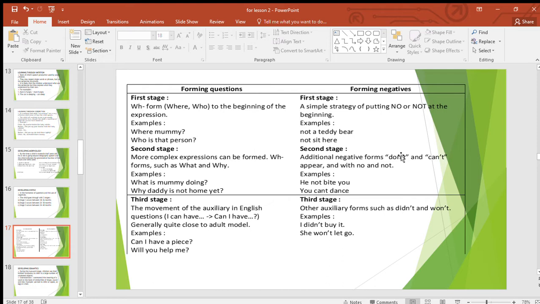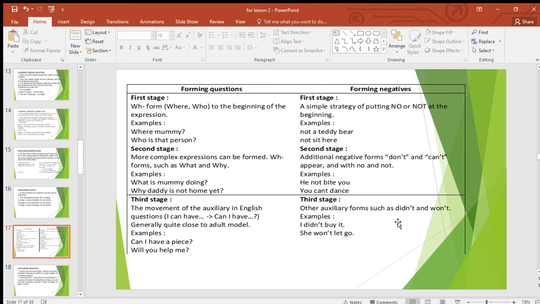So moving to the third stage, the movement of auxiliary in English questions: I can have, can I have, generally quite close to the adult model. In this stage, since they are already a bit older, they're able to imitate or speak the same way as older people speak because that's how they hear them speak. So, can I have a piece? Will you help me, mother? Can I have a sandwich? Something like that. And in the forming of negatives, other auxiliary forms such as didn't and won't are used. For example, I didn't buy it or she won't let go.